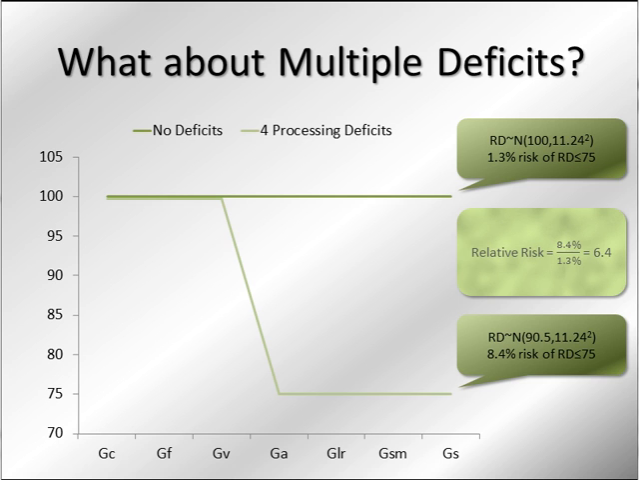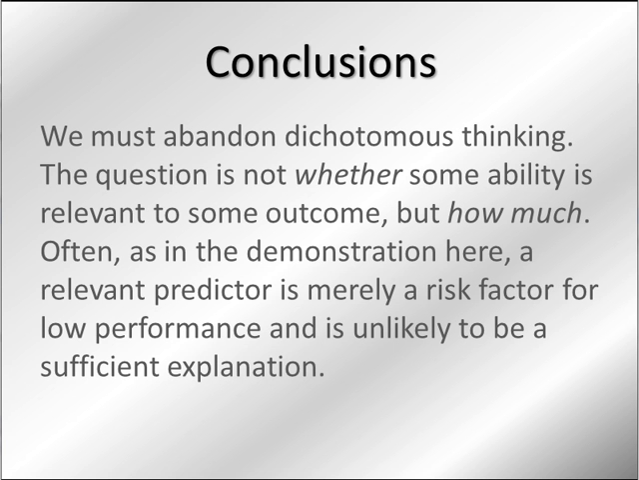If we had information on these other variables that might matter for reading decoding, we could put them in a regression equation, but often we do not have access to those sorts of equations. So what are we to do? Well, I have a conclusion. First, we have to abandon dichotomous thinking. In my example, phonological awareness does matter, but the question isn't whether it matters, but how much. Often, as we saw here, the predictor was relevant, but it was a risk factor, not a sufficient explanation.